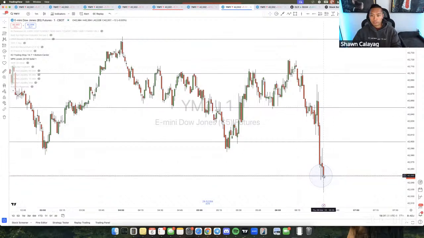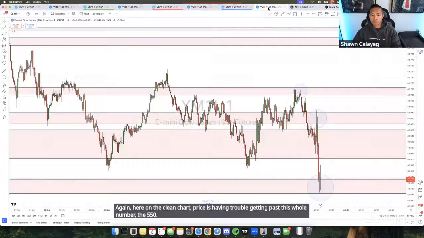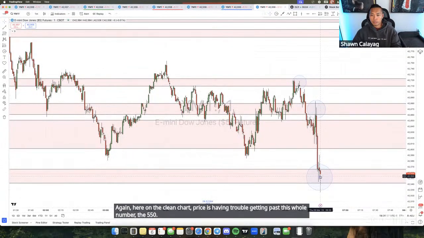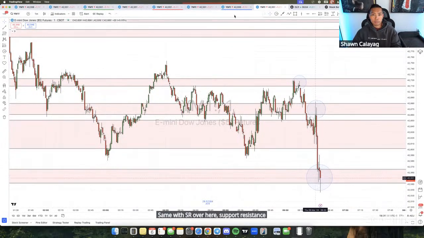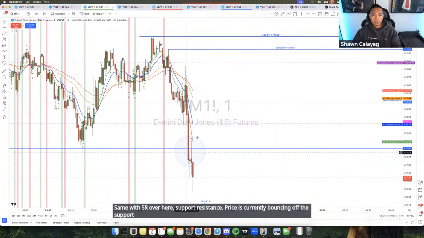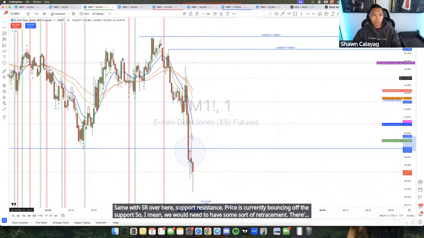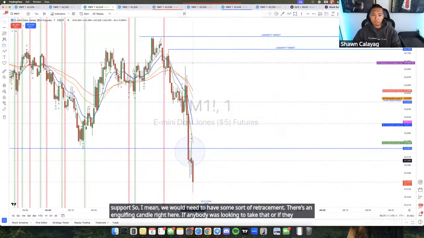Again, here on the clean chart, price is having trouble getting past this whole number, the 550. Same with the SR over here, support resistance. Price is currently bouncing off the support. So, I mean, we would need to have some sort of retracement. There's an engulfing candle right here if anybody was looking to take that, or if they did take it.